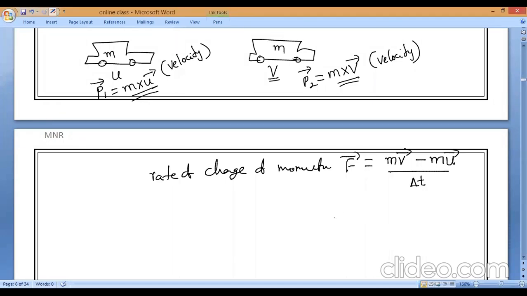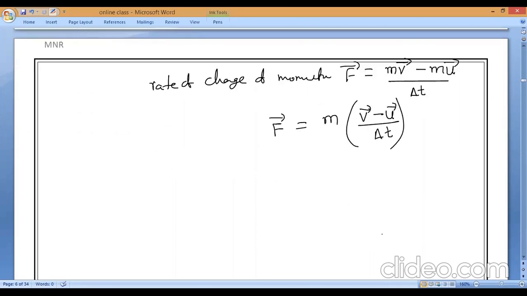Now, as we know, something is constant here. What is that constant? So we can say M, mass, is constant. Let me take M separately. I can say M into final velocity minus initial velocity divided by delta t. Is it yes or no, guys? Yes, please respond.